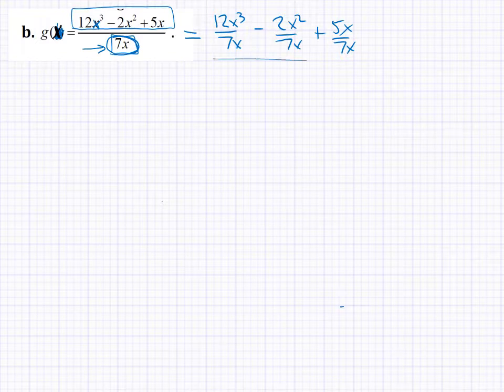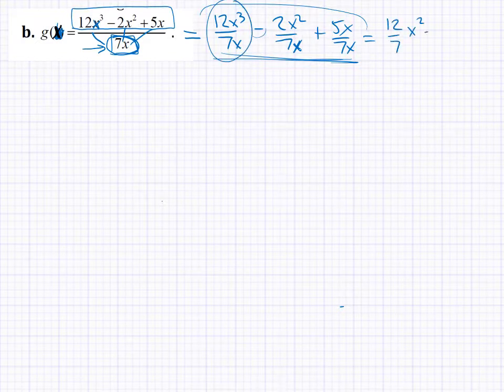So this is the same as the original function still. All I did was take this, this, and this, and split it apart into three separate fractions. It's still the same as the original, because if I was to subtract and add, they'd have to have the common denominator, and I'd put this numerator all over this common denominator, and I'm just splitting it back apart. But what that allows me to do is to simplify this fraction into 12 over 7 x squared minus 2 over 7 x to the first, and this would be 5 over 7. I'm canceling the x's using basic exponent rules.